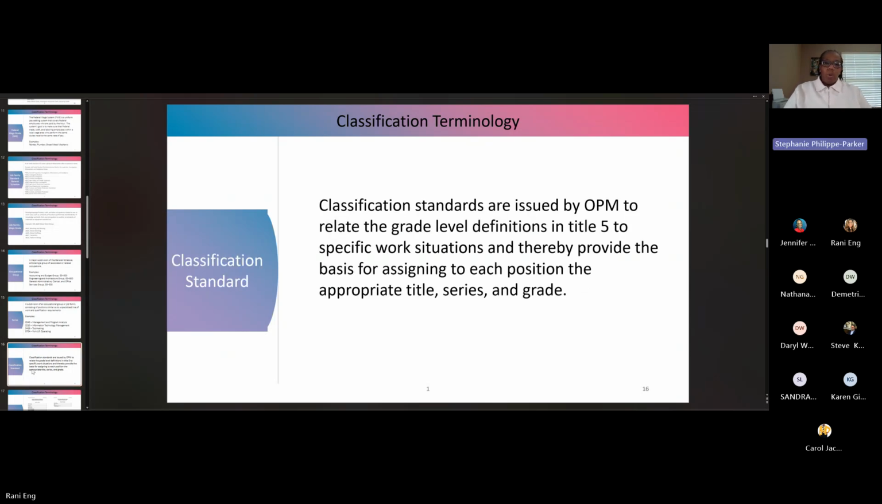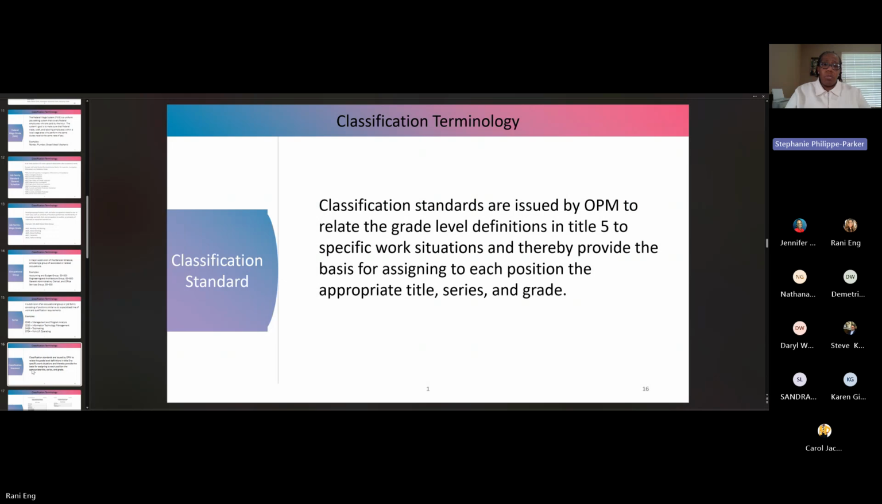Another term and resource widely used by classification specialists are the classification standards. These are issued by OPM to relate the grade level definitions in Title V to specific work situations and provide the basis for assigning each position the appropriate title, series, and grade. We'll sort of get into Title V in just a moment. However, position classification standards basically encourage uniformity and equity of classification by providing an established standard for common reference to use across all of the federal agencies.